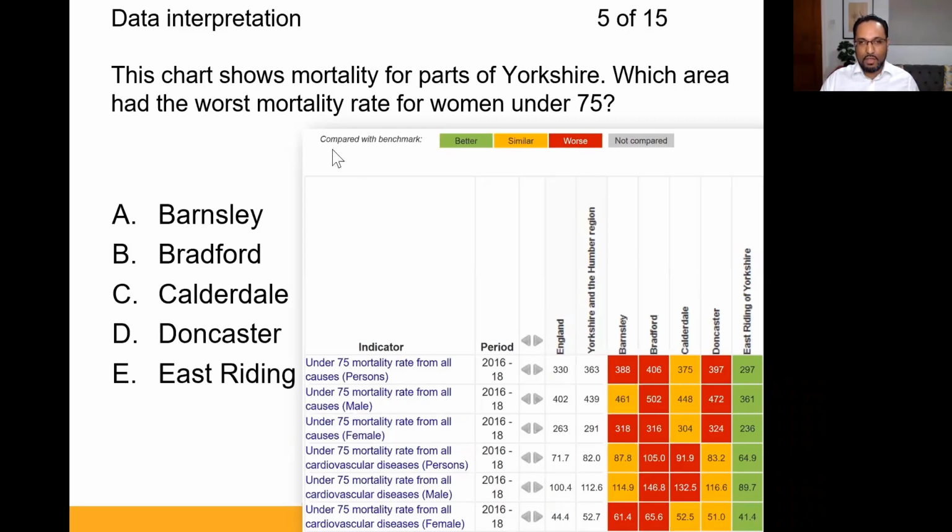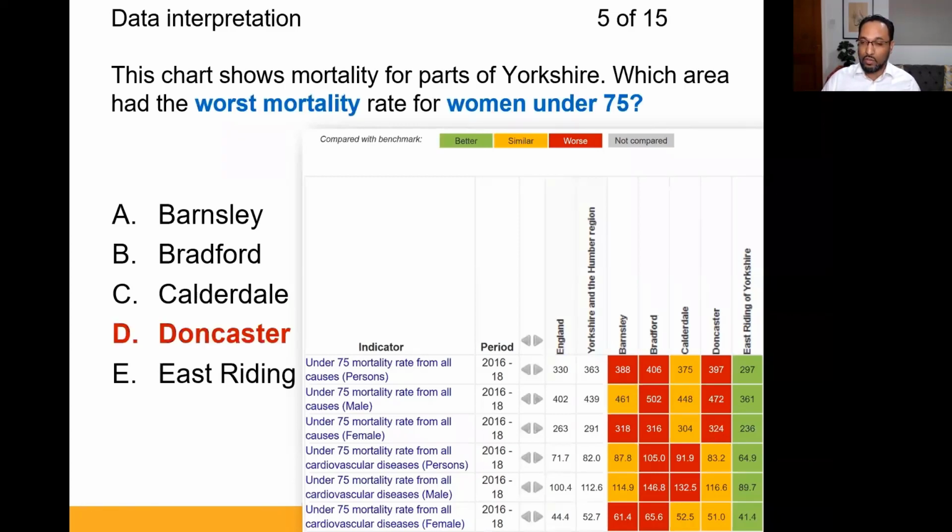And then within these three, you can see it specifically says women under 75. So persons means male and female. That's male, that's female. So the first thing is to make sure you're looking at the right line. We're looking at this line. And then it says the worst mortality rate. So the worst mortality rate is the highest number, right? Not the lowest. So what's the highest number on this line? Highest number on this line is 324. So all you've got to do is read where that is. That's Doncaster. So the correct answer is therefore D, Doncaster.